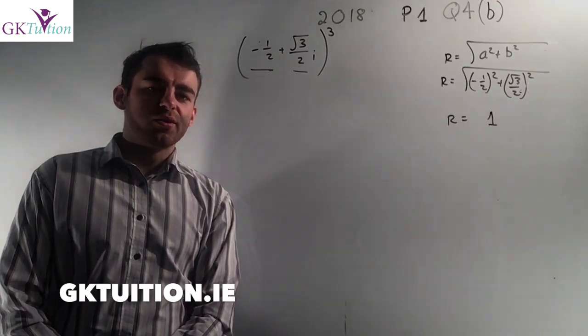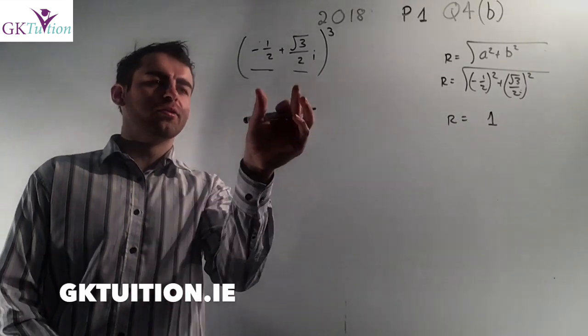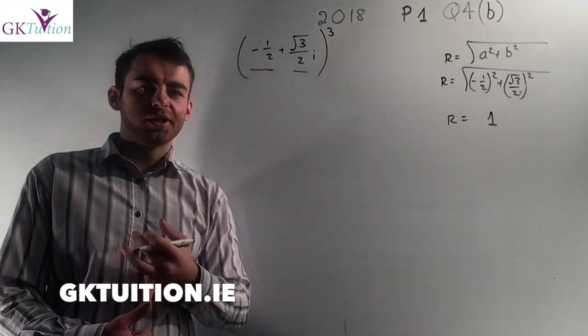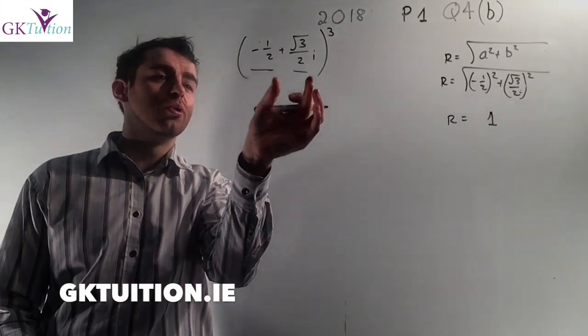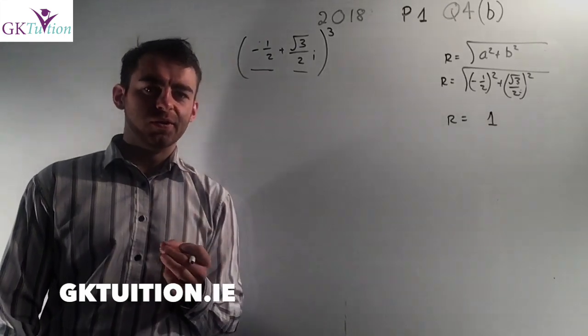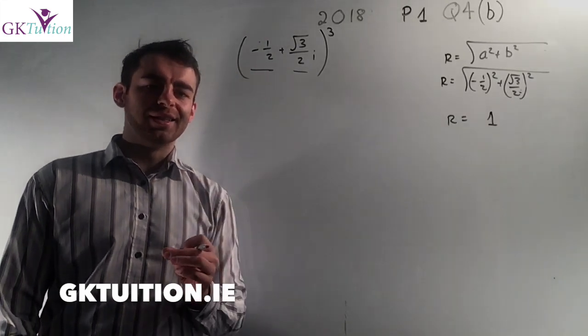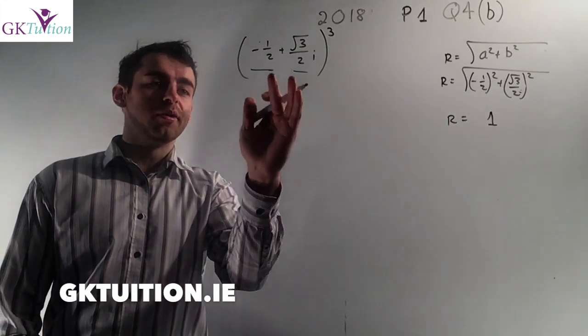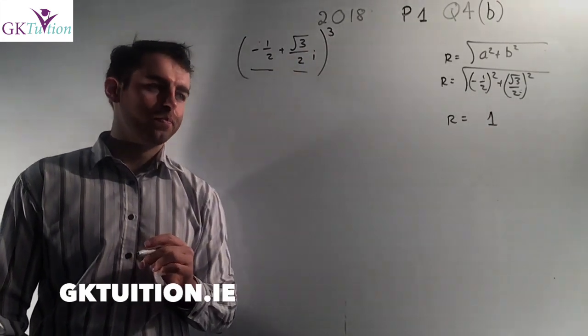In the second part of this question, we're asked to hence or otherwise find this number to the power 3. The otherwise they're referring to here is you can actually just multiply this by itself 3 times. However, you're probably better off if you use the Moivre's theorem. The hence in this case, since we're just after proving the Moivre's theorem, hence means use the Moivre's theorem to get this to the power 3.